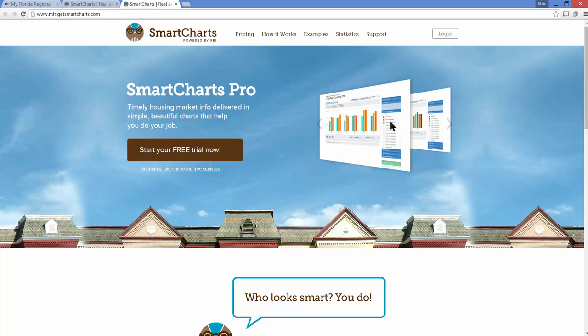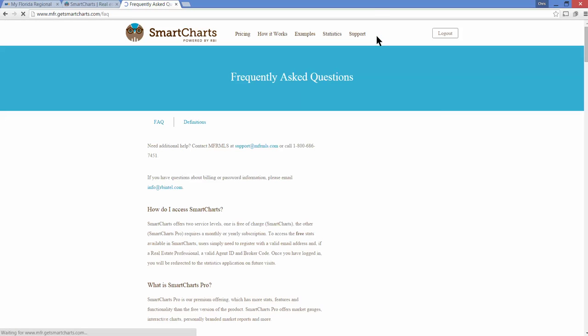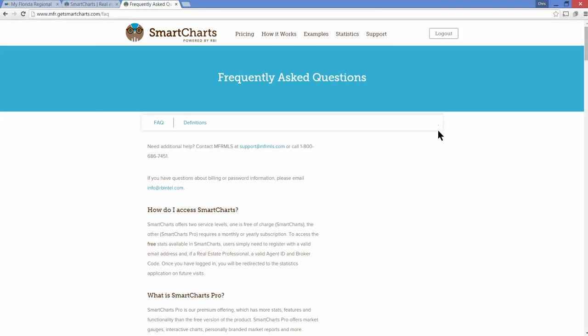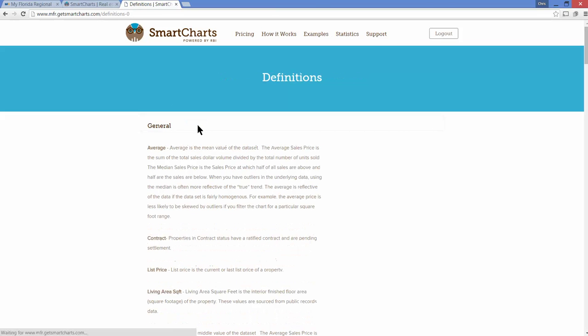And finally, if you click on the support tab, it just has some good information for you. First of all, if you need some assistance with Smart Charts, both our support center number along with their number. You also have a definitions link up here. So under the support tab, definitions. Here are definitions of these various market stats, what they mean, how they're measured.